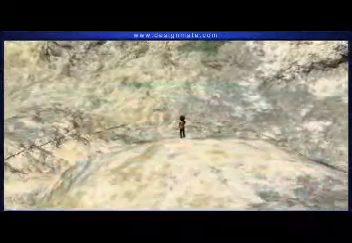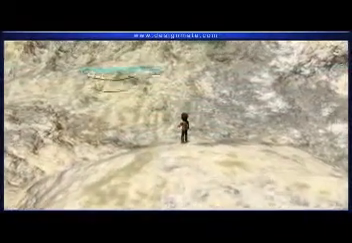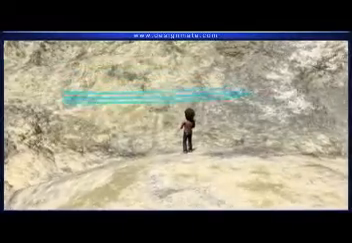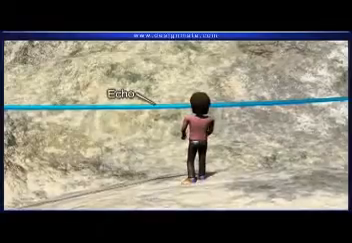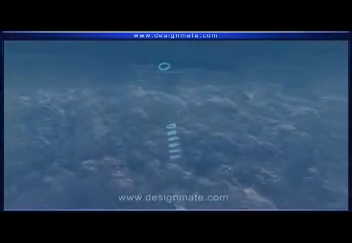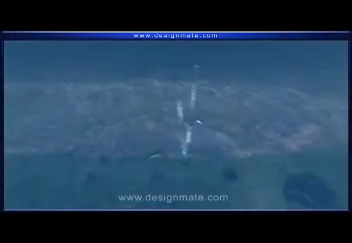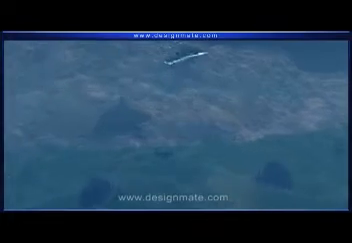Sound gets reflected. That is, it bounces back on hitting a solid surface. Bouncing back of sound is called echo. Bouncing back of sound is purposefully used in detecting depth of seabeds. That's amazing, isn't it?